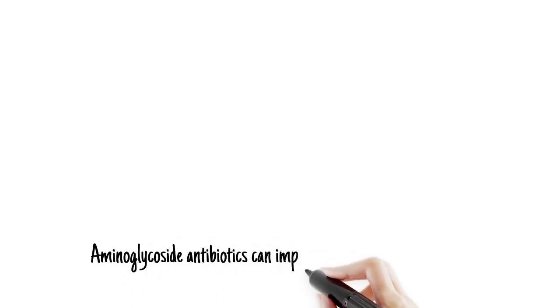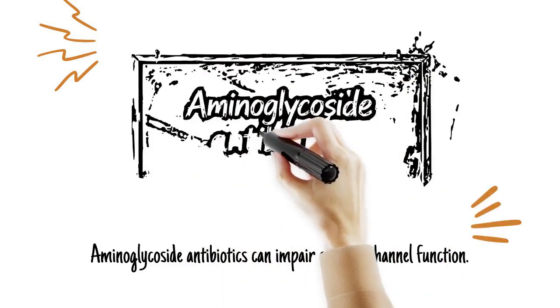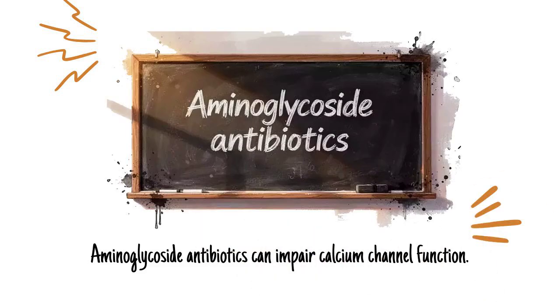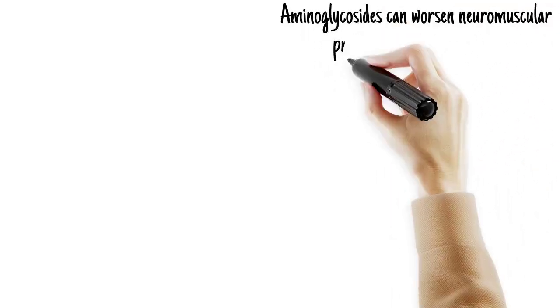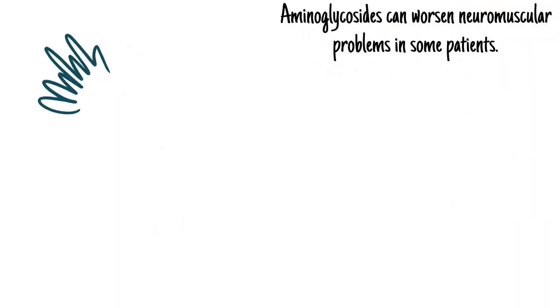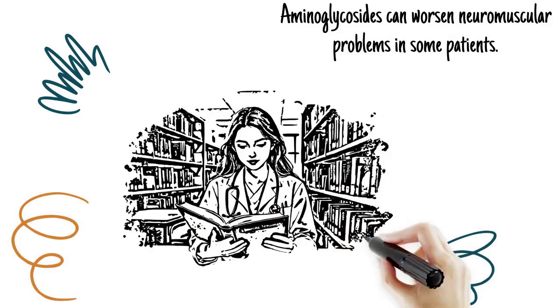Aminoglycoside antibiotics, a class that includes agents like gentamicin, can also impair calcium channel function at the presynaptic nerve terminal, producing a syndrome similar to Lambert-Eaton. They interfere with the calcium-dependent release of acetylcholine, though through a different mechanism than antibody-mediated blockade. Clinically, this matters because aminoglycosides can unmask or worsen underlying neuromuscular transmission problems in susceptible patients.